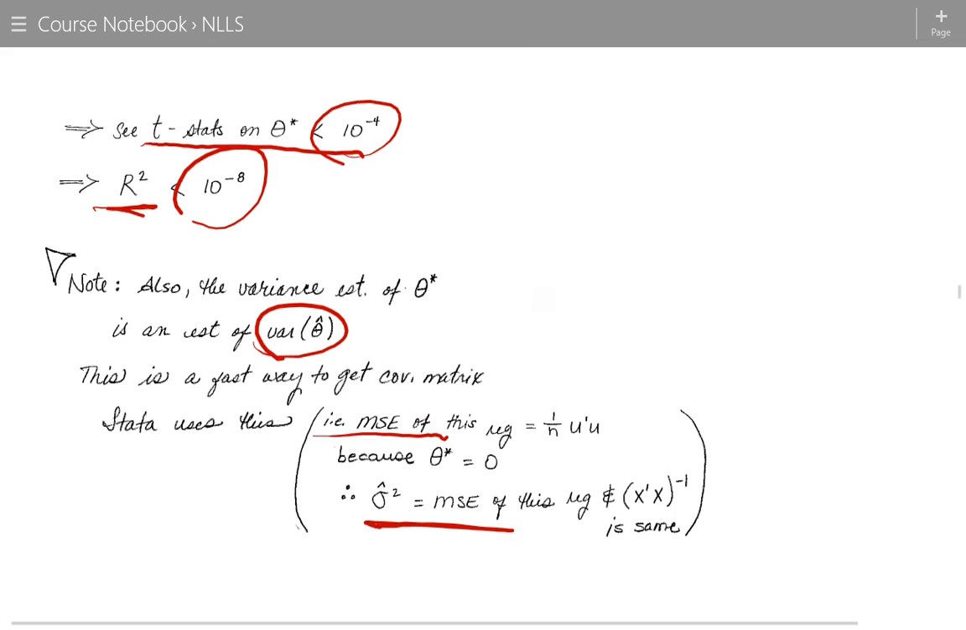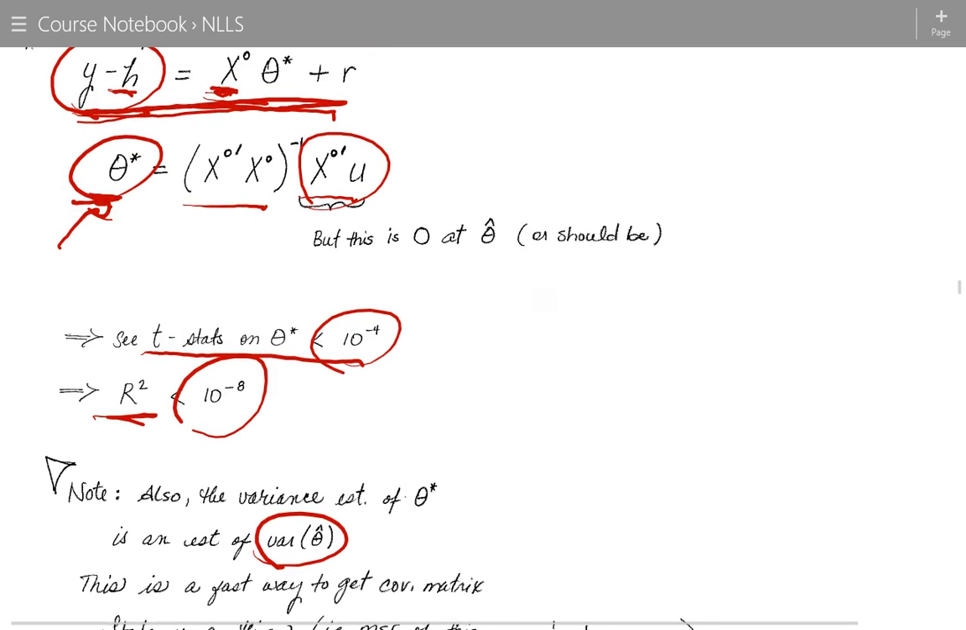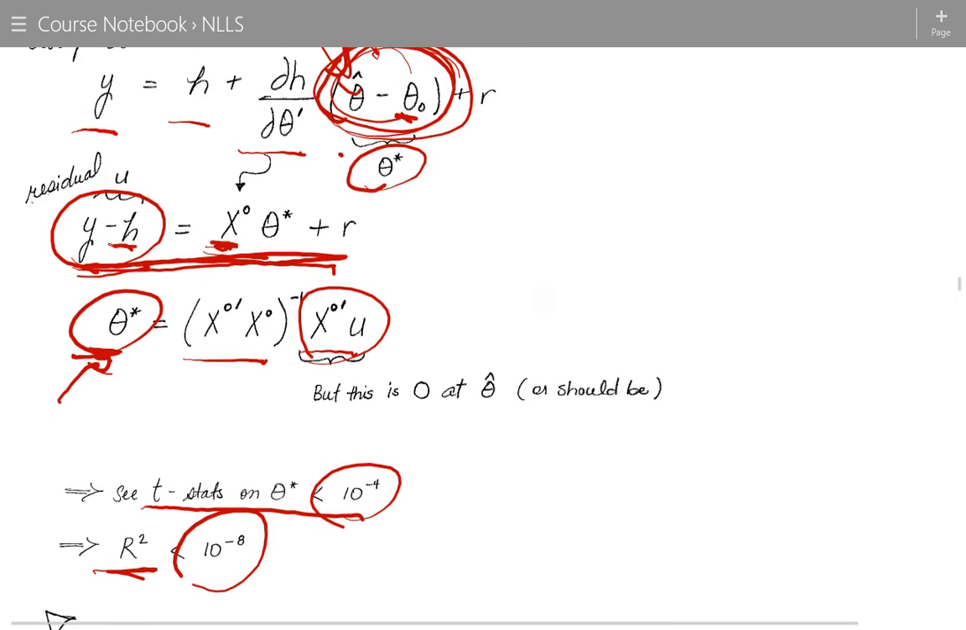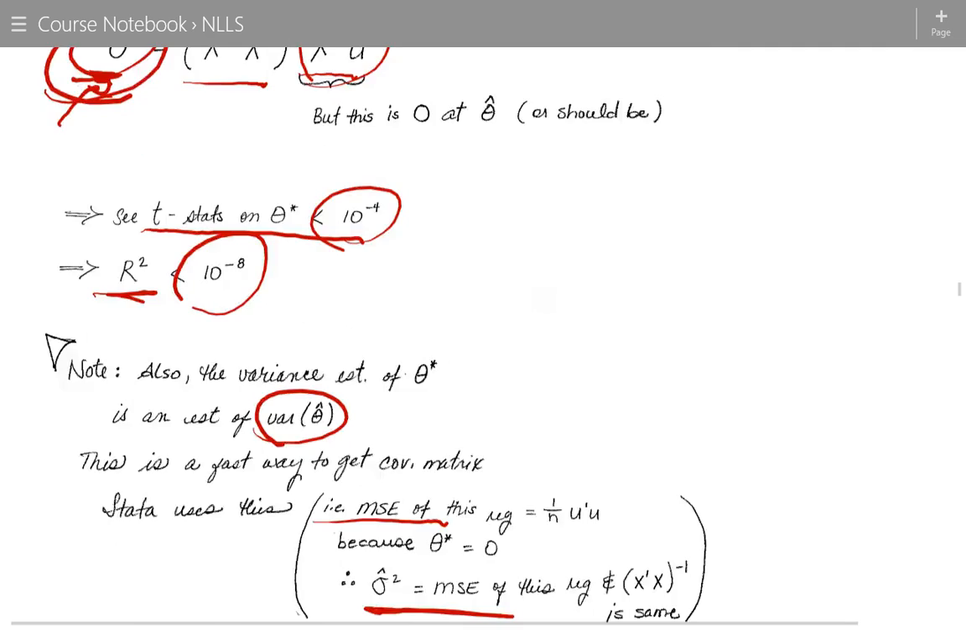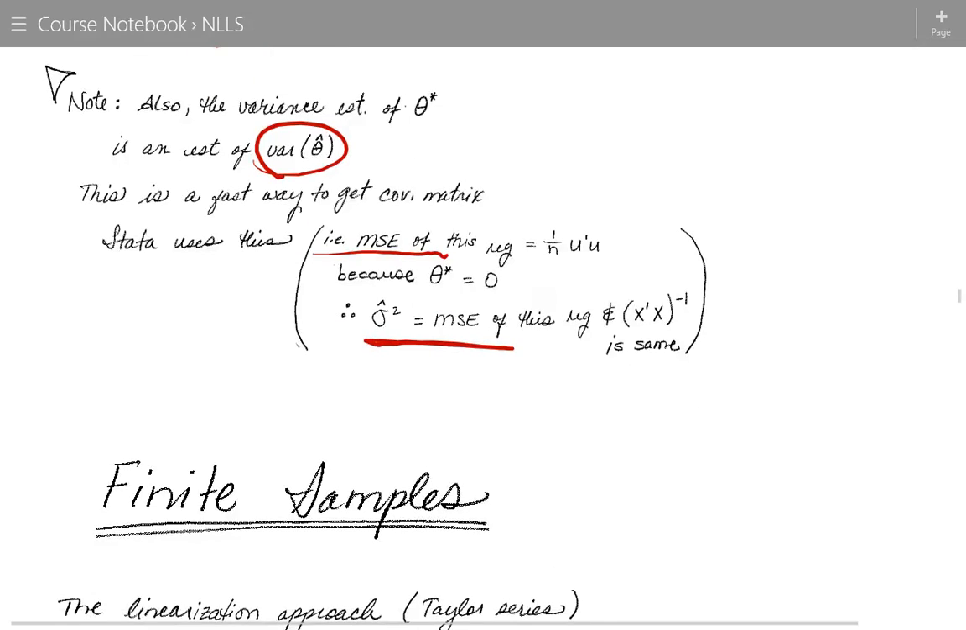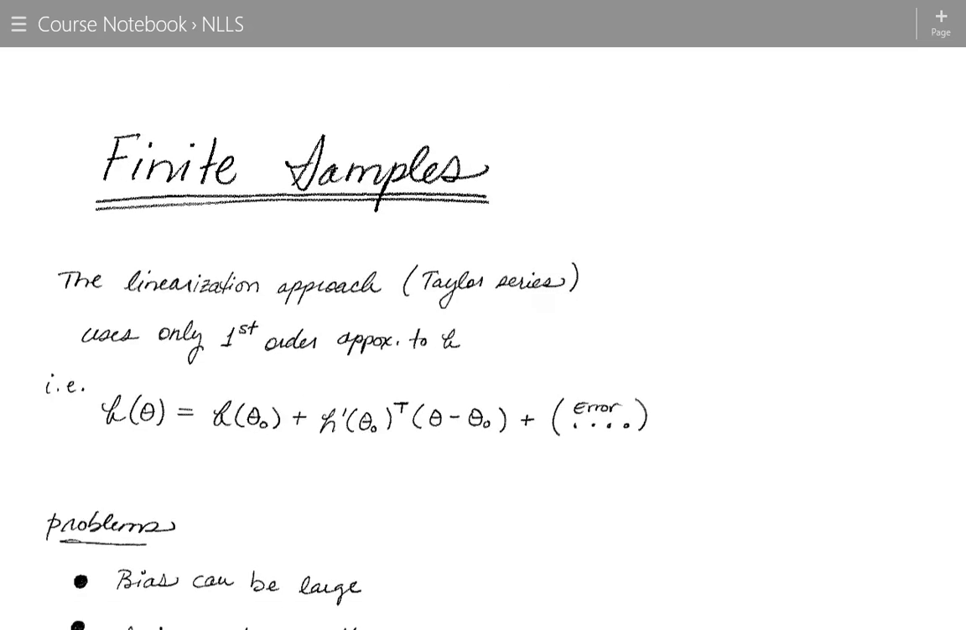This is one way to quickly estimate and then quickly evaluate whether you've actually stopped at a good point. You didn't end up on some wrong spot, since this should be roughly 0. And you can get a quick estimate of the covariance matrix of your estimators as well.